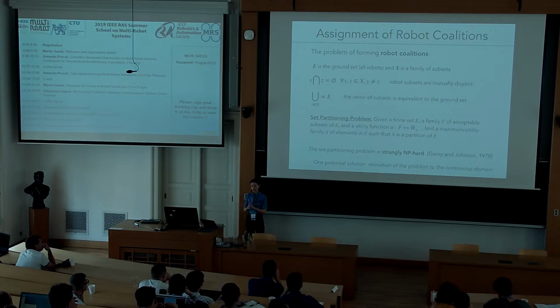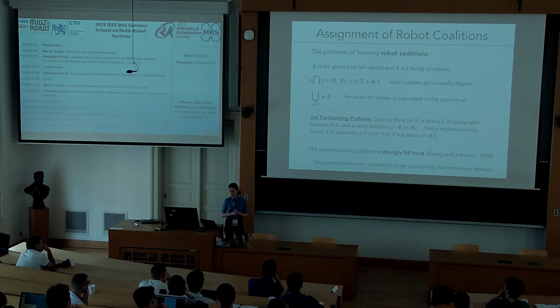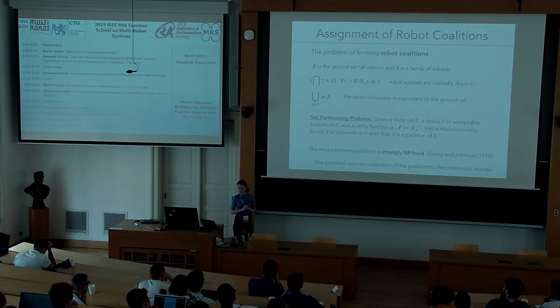Then we have what is known as the set partitioning problem, which says, assuming we have a finite set E, a family F of acceptable subsets of E, and a utility function that says what the utility is of assigning a given subset to a given task. This is mapping onto the scalar domain. What I want to do is find a maximum utility family X of elements in F such that X is a partition of E. So this is the formal definition of the set partitioning problem.